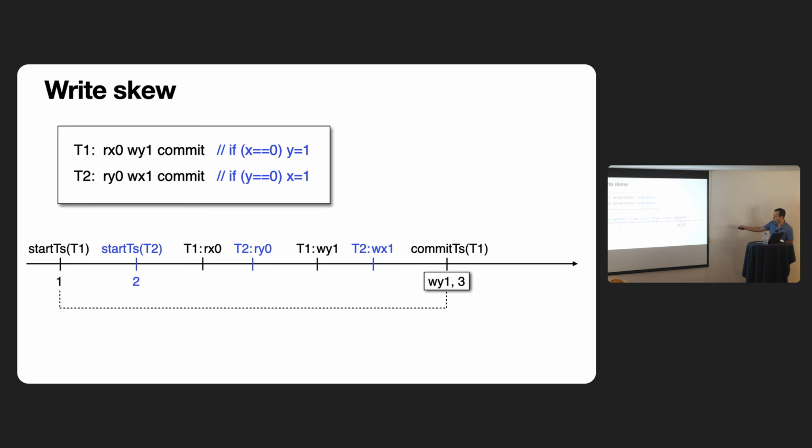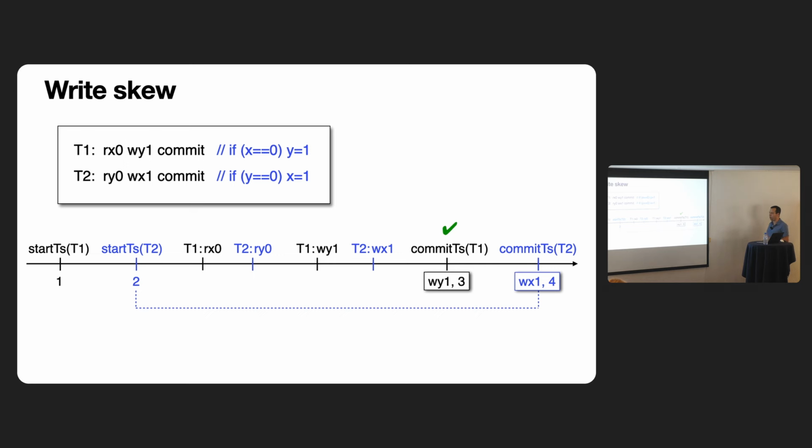So there was a write by T1, but T2 wrote to X, it didn't write to Y, right? So in this case, fine, this transaction can commit, right? And then the second transaction commits later. We assign commit timestamp 4, and again we have to do the same check.